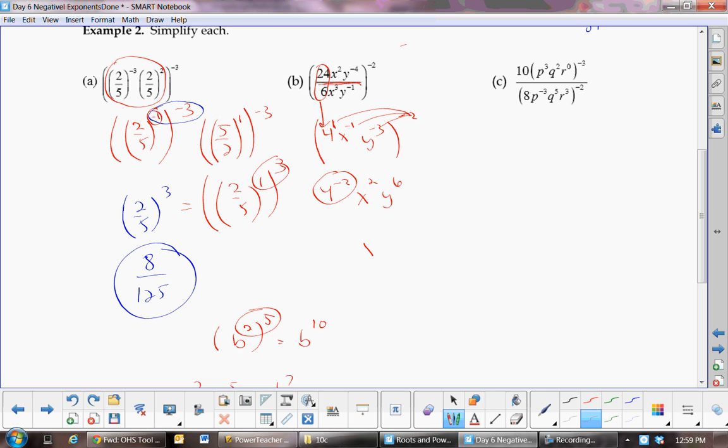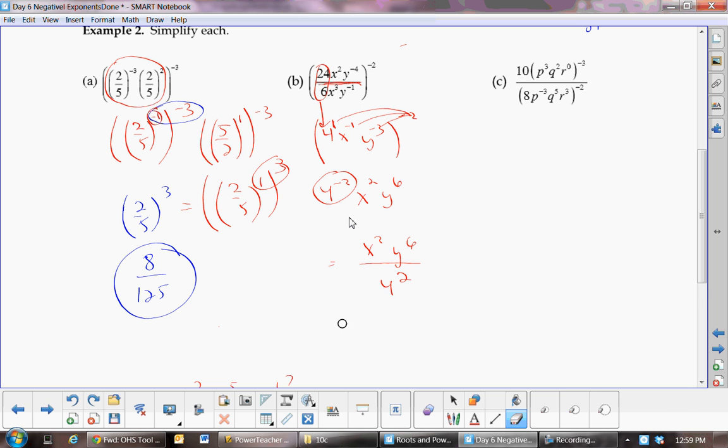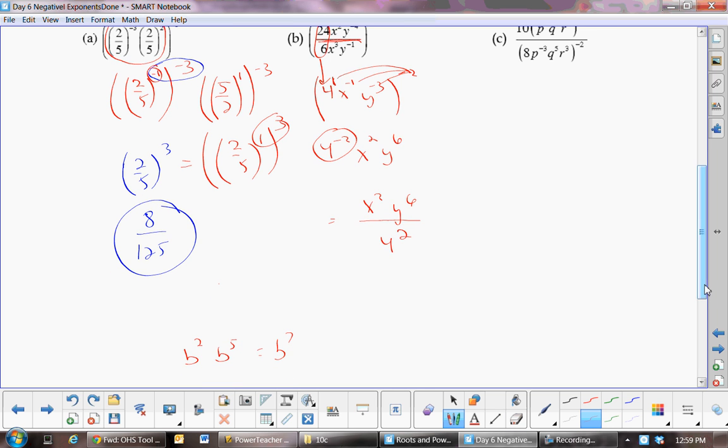So this will be x squared, y to the 6, all over 4 squared. Now it's happy. You can simplify 4 squared to be 16. So this would be x squared y to the 6 all over 16.